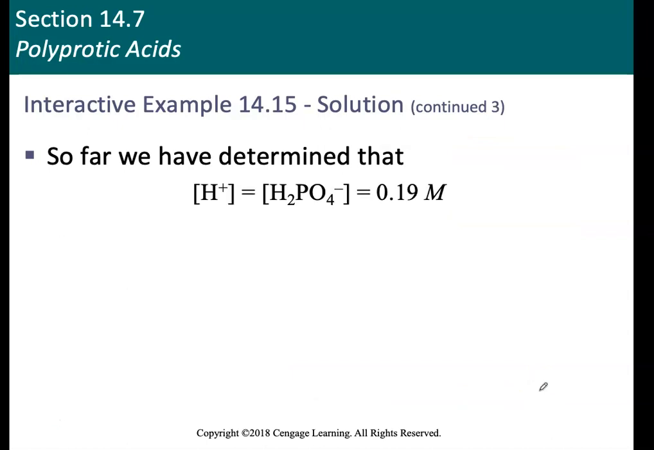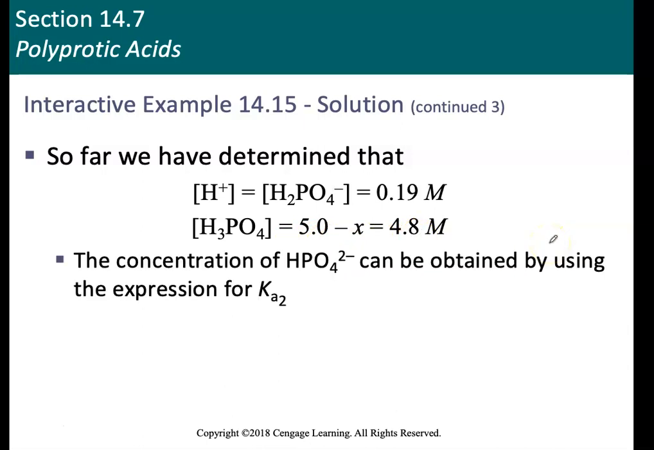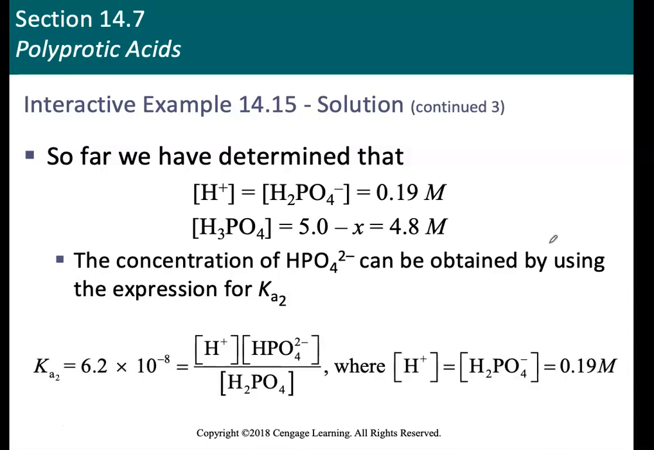So these are the concentrations we have established. The x value, H plus and H2PO4 minus are 0.19 molar, because they are the same. And now the concentration of H3PO4 from that equilibrium will be 5 minus x, which is 4.8. We can follow through and calculate the concentration of the other equilibrium species in the second and third equilibrium. So that's what we will do.